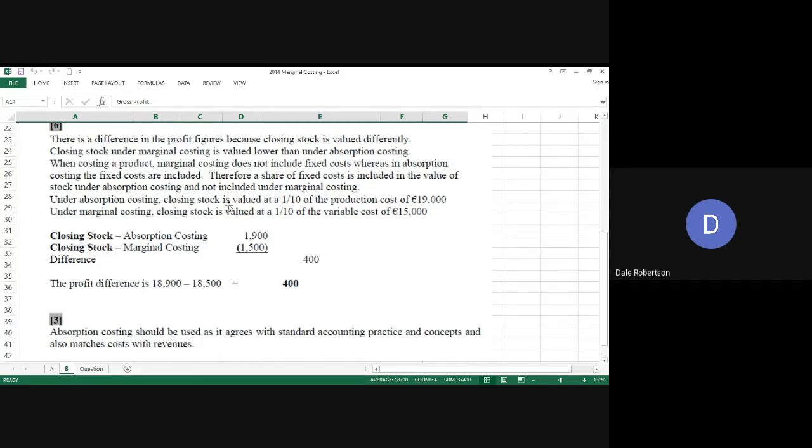Under absorption costing, it's 1/10 of 19,000, which is 1,900. And under marginal, it is 1/10 of 15,000, which is 1,500. And that's a difference of 400. And therefore, the profit is different by 400.